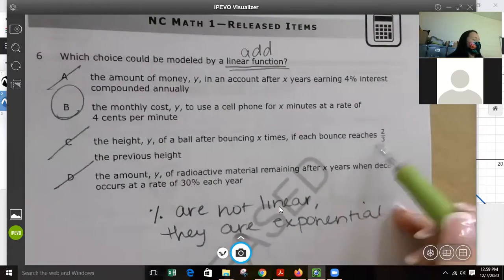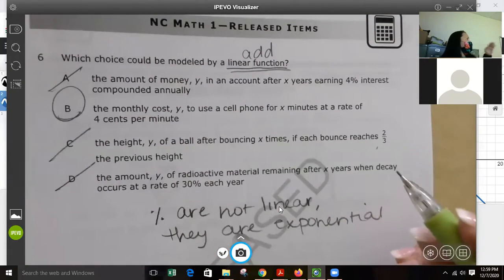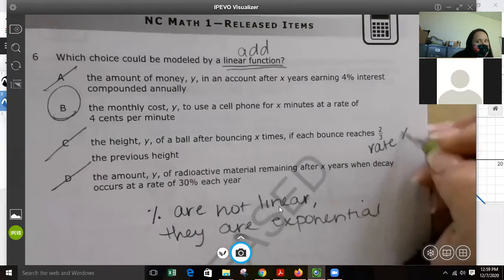This one would be 2/3 of the height. So it would go to 6 feet and then it would only be 2/3 of that. And then it would only be 2/3 of that and 2/3. So this is actually a rate of multiplication. Okay.